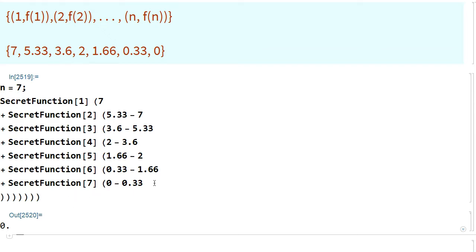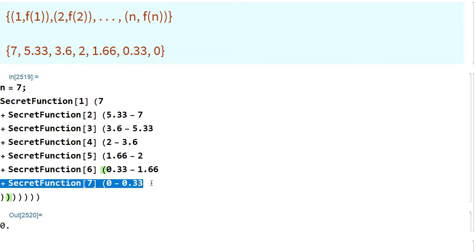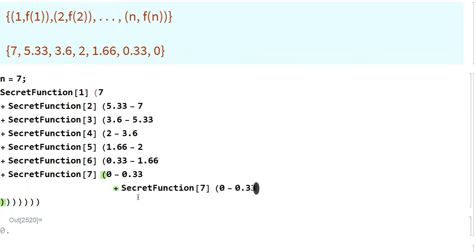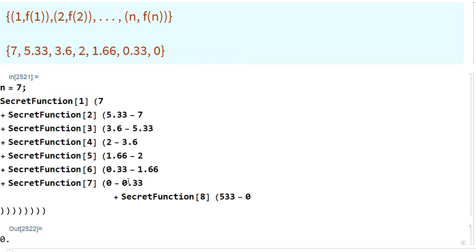So to add a new value to this, what I would do is just press enter and then say plus and then have x at 8, and then I take this value, let's say a new value, I don't know, 533, and I'm going to subtract the previous y value, which was 0 there, and then I'm going to add another parentheses there, and that's it. So I press enter.